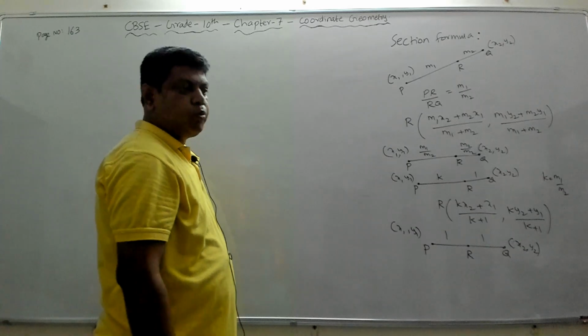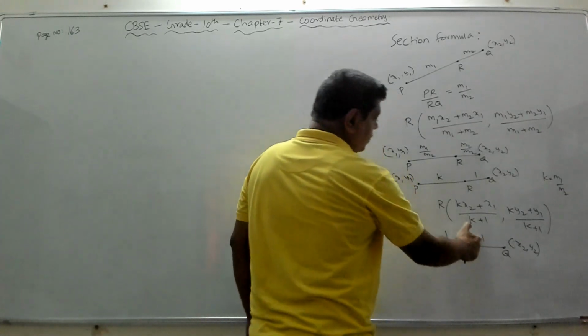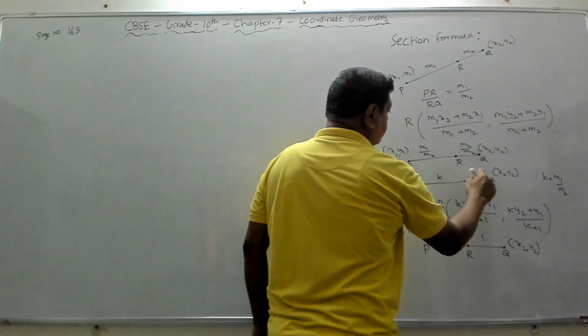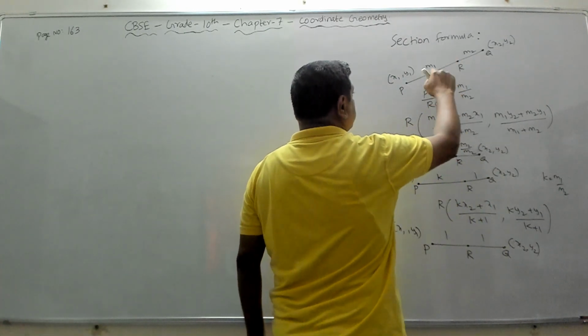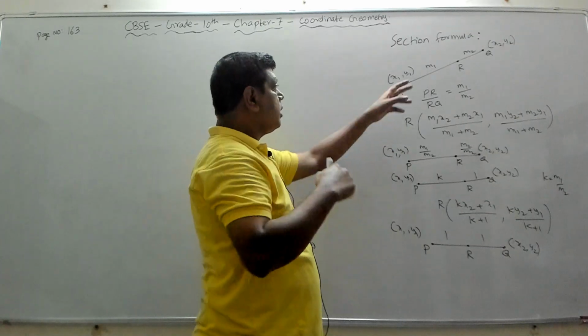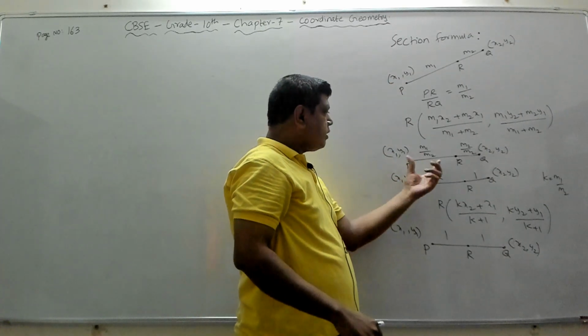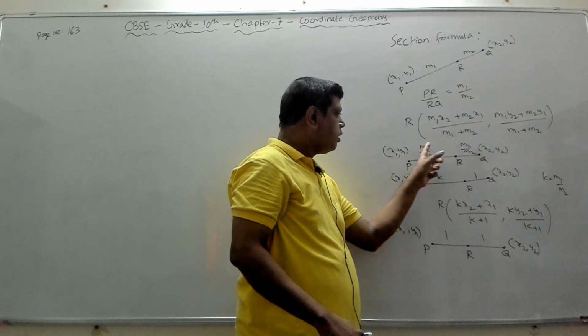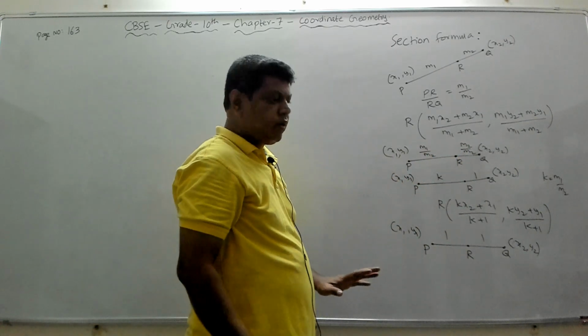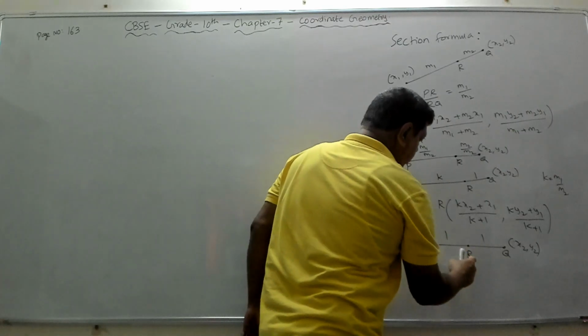Your M1 is 1, M2 is 1, or your K is 1, this is always 1. This is the K:1 ratio. Here you call this ratio K:1, or M1 is to M2. If you call M1 by M2 as K, then this ratio will become K:1, because M2 by M2 will give you 1, and M1 by M2 is K. Fine.